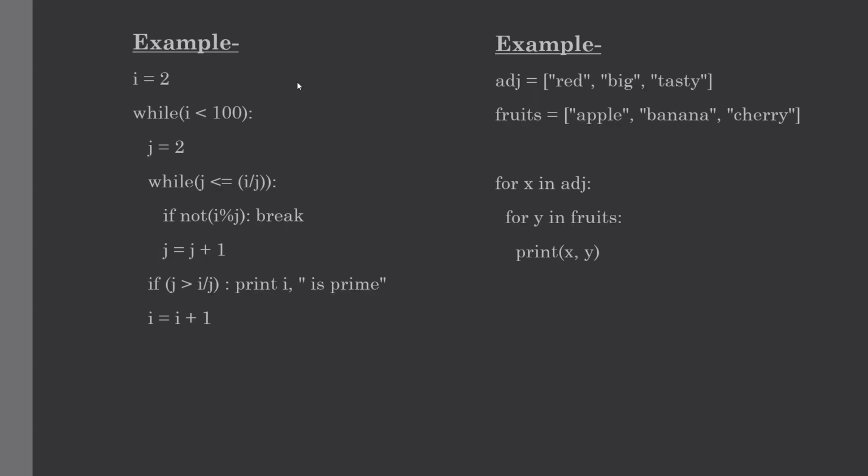In the first example we have used a while loop inside a while loop, in which we are getting the prime numbers which are less than 100. And in the second example we have used a for loop inside a for loop. This second example prints the adjective for every fruit. So let me show you with a simple example.